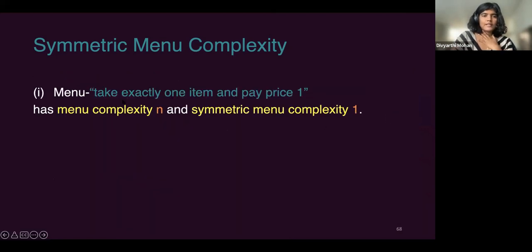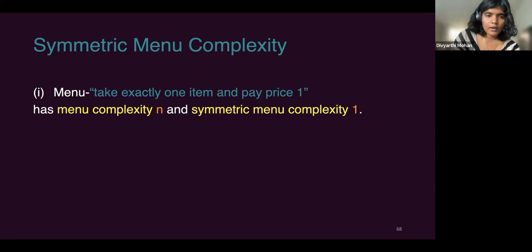So for example, consider this mechanism where it allocates exactly one item at price 1. The menu complexity of this mechanism is actually n, because you have to list out the options: take item 1, pay price 1, take item 2, pay price 1, and so on, take item n and pay price 1. So we have these n different options, but the symmetric menu complexity of this mechanism is just 1, because equivalently I could have said take item 1, pay price 1, or take any permutation of this allocation, that is take any other item and pay price 1.